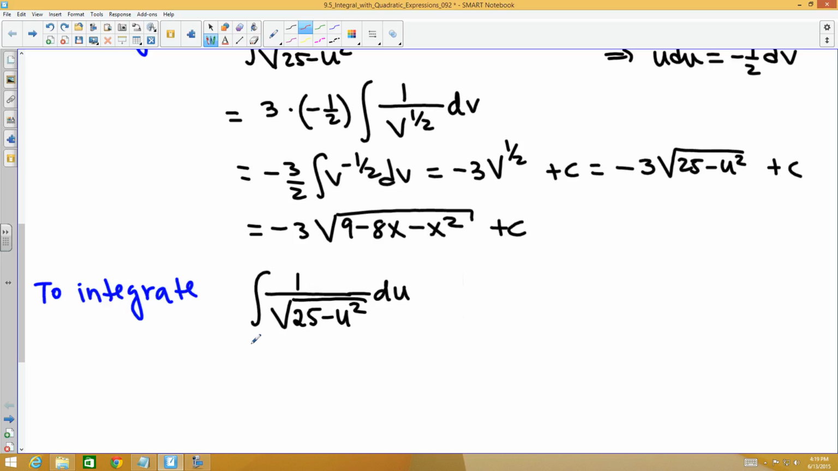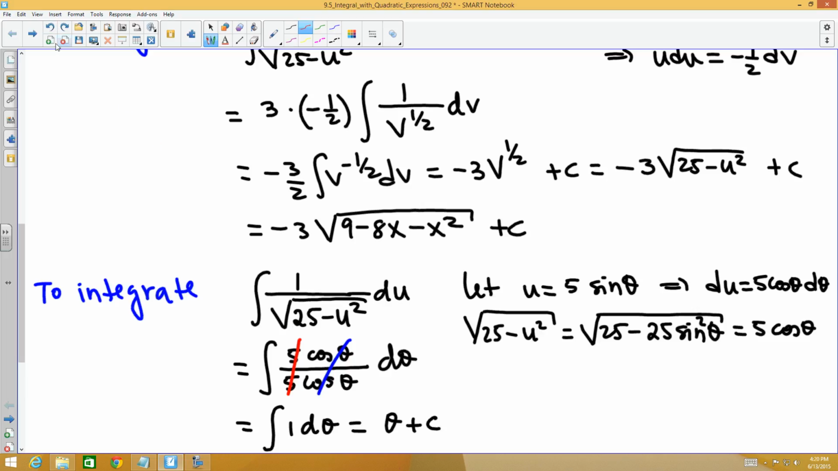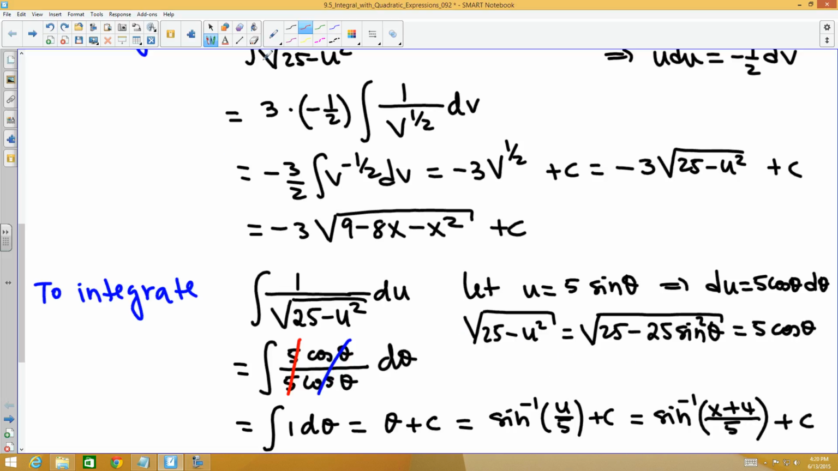And if we do so, we do a change of variable, a trigonometric substitution that we know of. So letting u be 5 sine theta, du is then 5 cosine theta d theta, and square root of 25 minus u squared is then 5 cosine theta. Therefore, replacing, we have 5 cosine theta d theta for du, and 5 cosine theta for the square root of 25 minus u squared. That means we are integrating 1, and the result is theta. And what is theta? Since u is 5 sine theta, sine theta is u over 5. Taking the inverse, theta is sine inverse of u over 5. And we know what u is. u is x plus 4. So sine inverse of x plus 4 over 5.